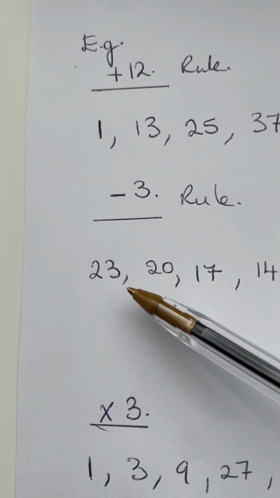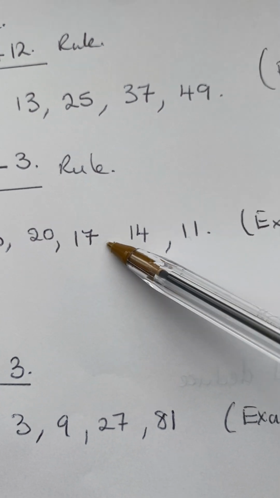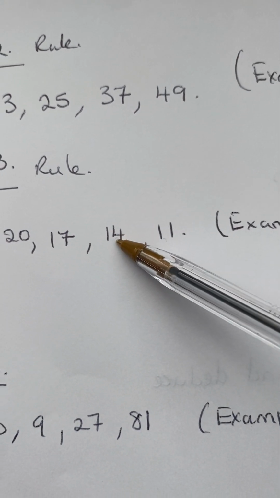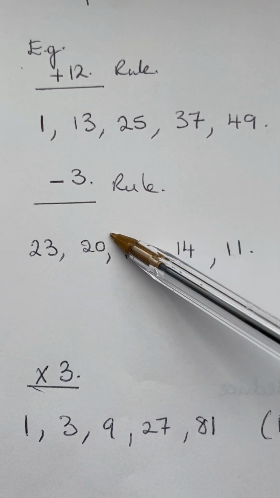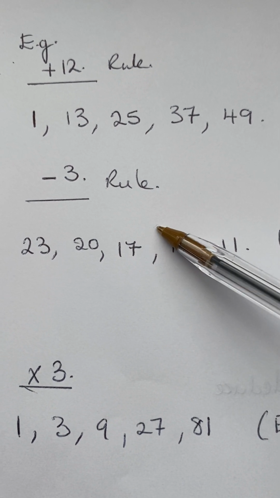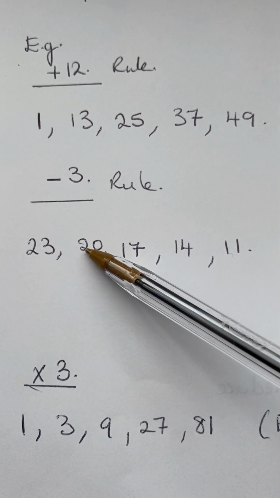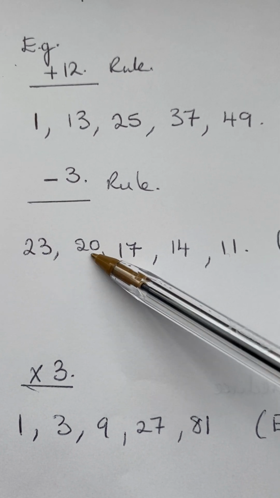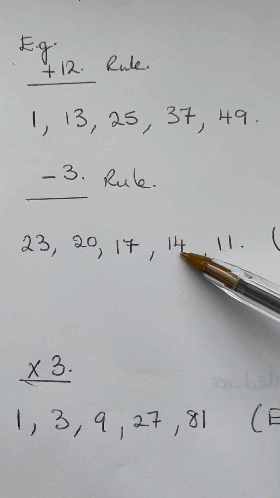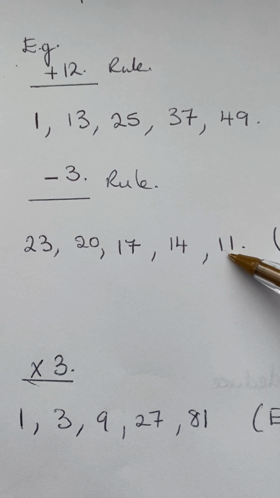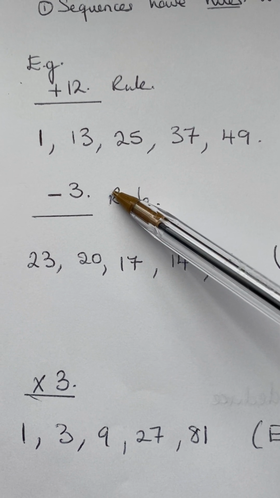There is another sequence here, 23, 20, 17, 14, 11. Here it is decreasing by 3. 23 minus 3 is 20, minus 3 is 17, minus 3 is 14, and minus 3 is 11. So the rule is minus 3.